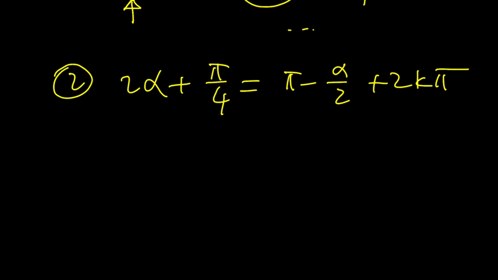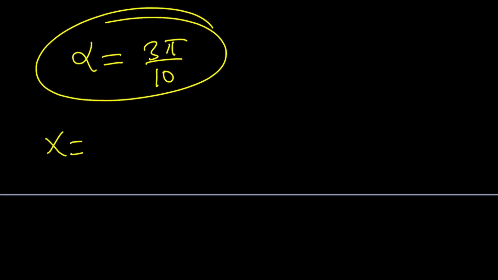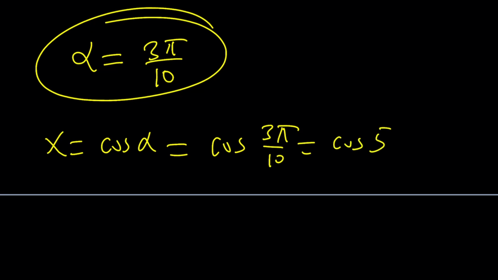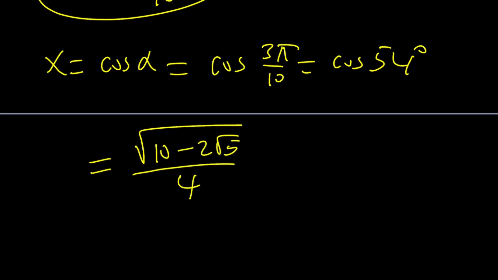And guess what? After all this work, because alpha has to be between 0 and pi, alpha is going to turn out to be 3 pi over 10. That's the only solution that satisfies. And x is cosine alpha, therefore cosine 3 pi over 10, which you can also write as cosine of 54 degrees. And cosine of 54 degrees is basically the square root of 10 minus 2 root 5 over 4, and that will be the answer.